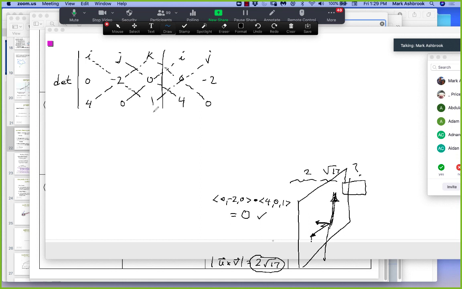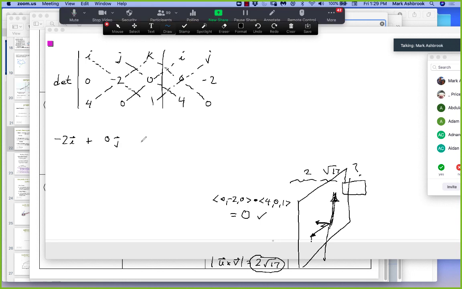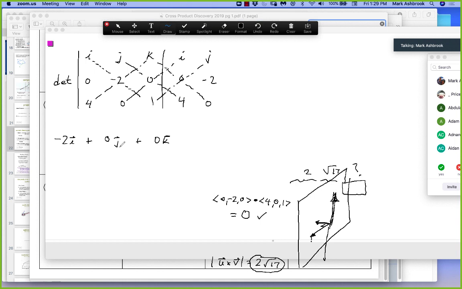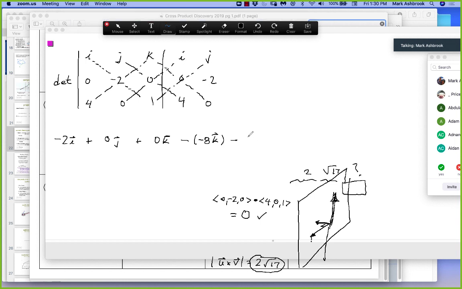Okay? So let's do our down to the right products first. This one's going to be negative 2i along that diagonal, and then 0j, and then 0k, and those are added. So I'm adding those together. Okay, and then down to the left, boom, boom, boom, we're gonna subtract those. So minus, what, k times negative 2 times 4, negative 8k. And then subtract 0i, and then subtract 0j.